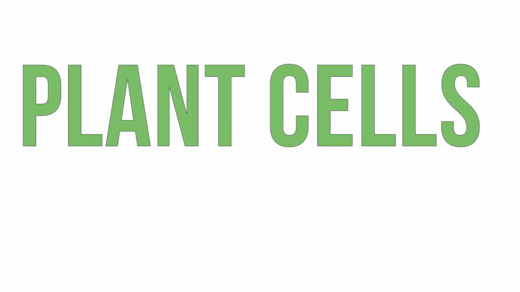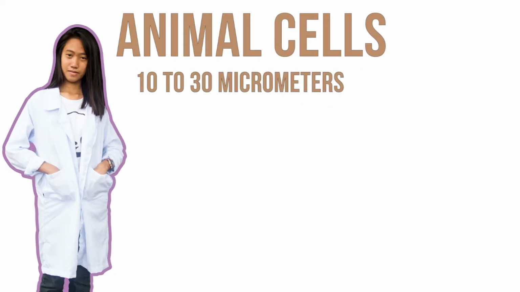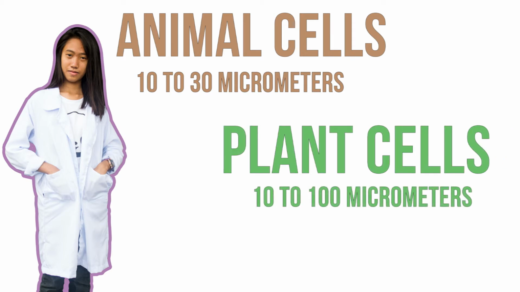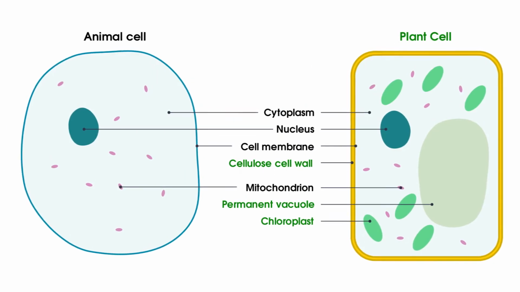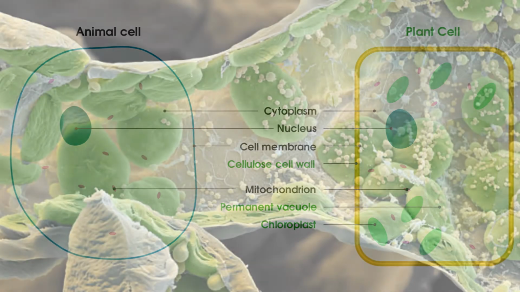Plant cells can be larger than animal cells. The normal range for an animal cell varies from 10 to 30 micrometers, while that for plant cells stretches from 10 to 100 micrometers. Beyond size, the main structural differences between plant and animal cells lie in a few additional structures found in plant cells.